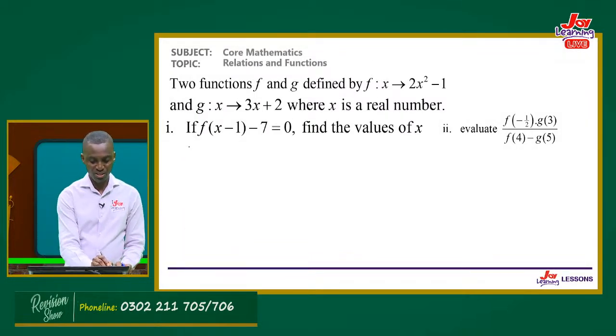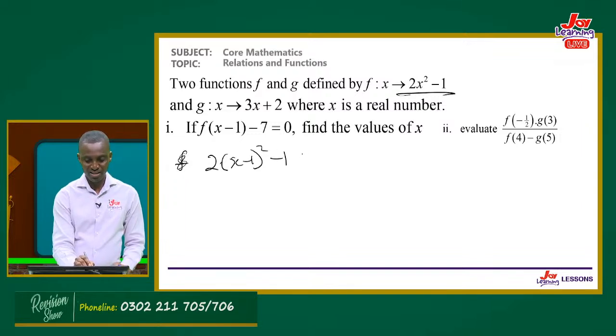So we are going to say, we are writing the function 2. So we have 2 into bracket x minus 1 squared minus 1, then minus 7, all will give us 0.